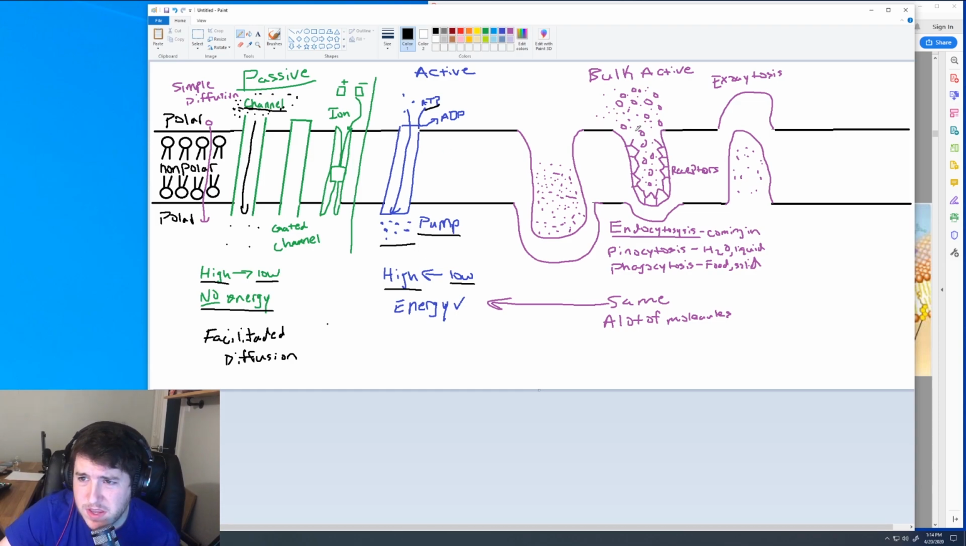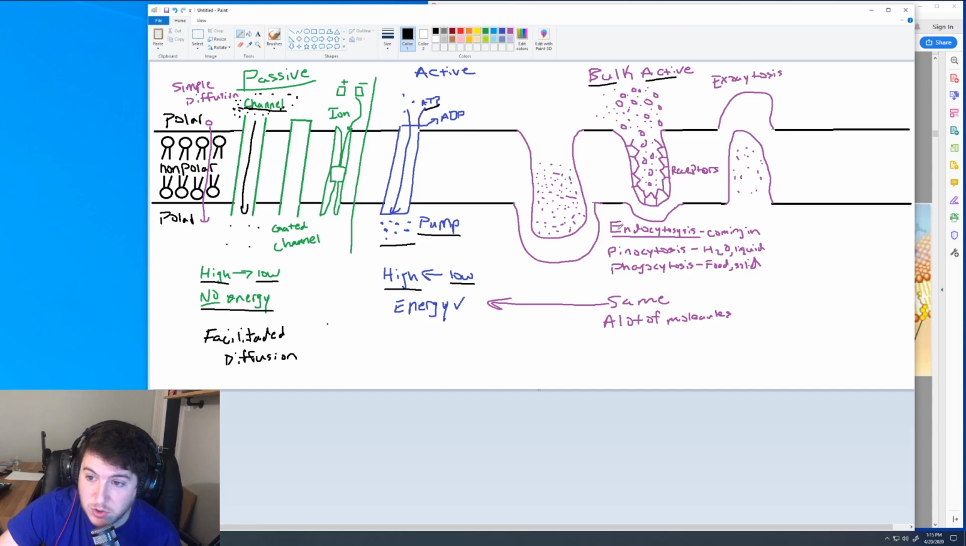Now these down here are the bulk active transport. These are still active transport. We're still going from low to high, we're still requiring energy, but these proteins, both passive and active, are like if you're trying to get in one thing at a time, right? There's no sense of urgency. But if your body is like, no, we need to get a lot of this thing right now, that's where this comes in. Now there are 2 kinds of bulk active transport.